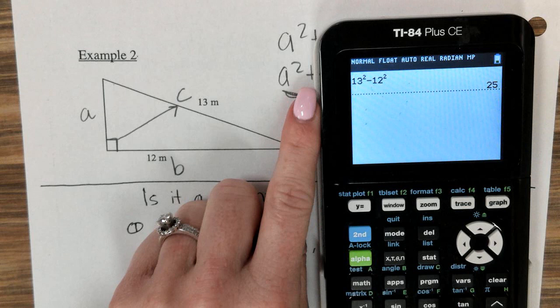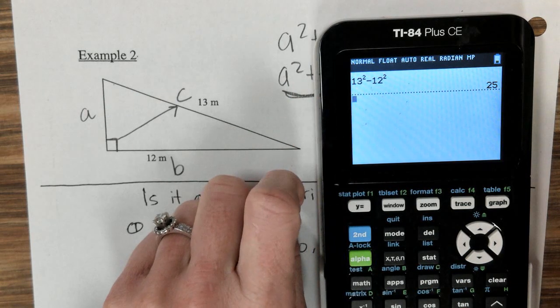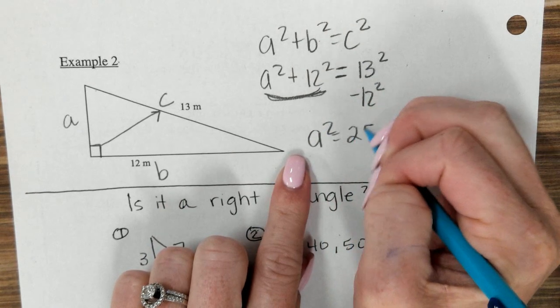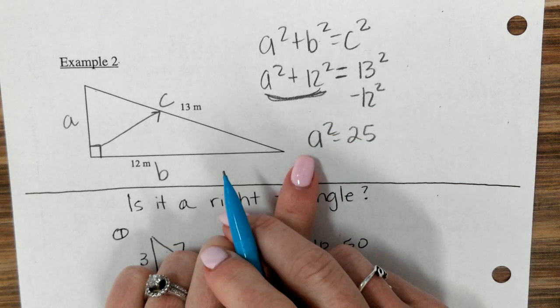Negative 25. No, you put in the wrong one first. Always put in the C first, okay? So always positive. So I got 25. So a squared is 25. Have I solved for a? Or did I solve for a squared?